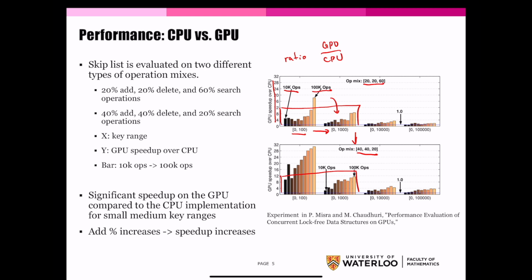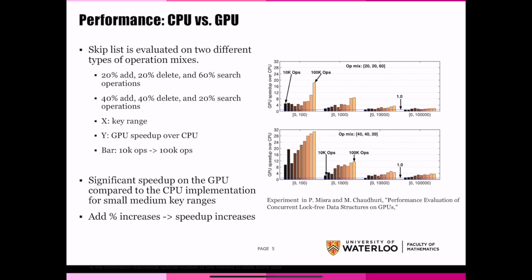It is due to the overhead of atomic CAS operations and the complicated control flow of the implementation. More add and delete operations have to modify the data structure through atomic CAS operations. But as we can see here, in the 40-40-20 mix, it also has a speedup of nearly 4 on large key ranges with 100,000 operations. As we saw, with the same classic skip list algorithm, GPU has better performance than CPU.